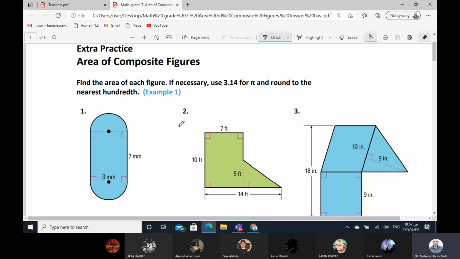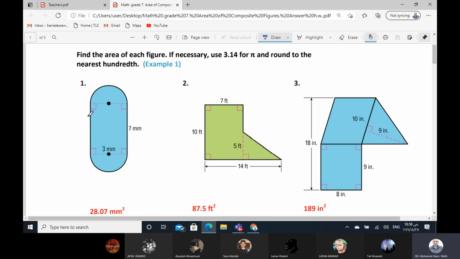Math grade 7. Today we will continue our lesson area of composite figures. We have extra practice. The question: find the area of each figure. If necessary, use 3.14 for the value of pi and round to the nearest hundredths.